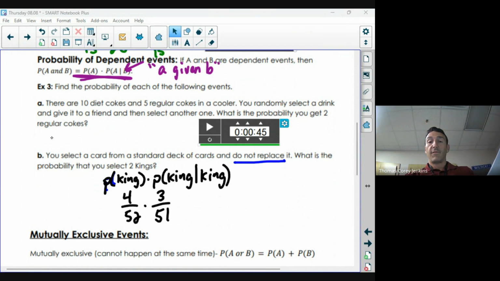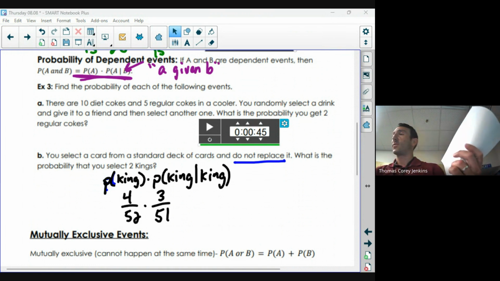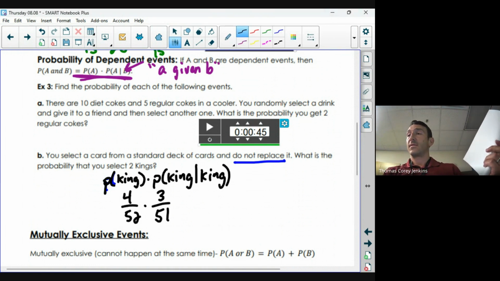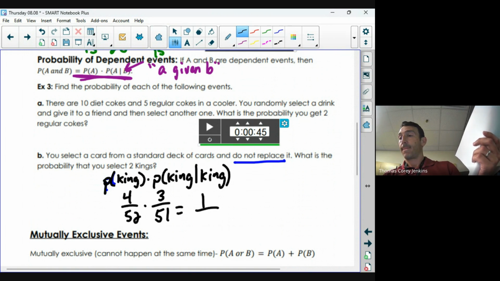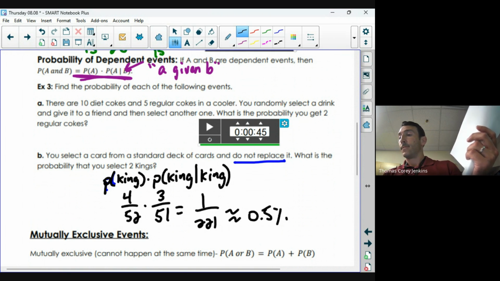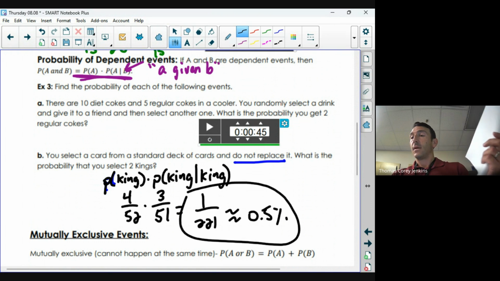4 out of 52 times 3 out of 51. So my percent looks like about 0.5%. Okay, let's see if it'll turn that into a fraction for me. Sometimes it won't. Okay, so 1 out of 221 is my reduced fraction. All right, anybody have any questions?